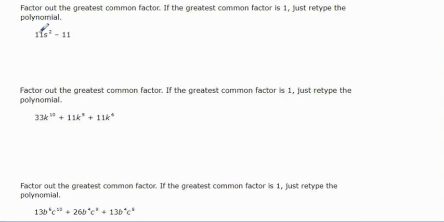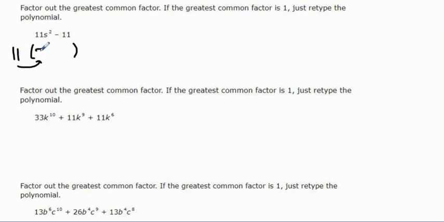Next, we have 11s squared minus 11. So I like kind of setting it up right away. I look at my two numbers. 11, I know I can factor out of both of those because it's the same number. I can't factor an s or s squared because there's nothing here, right? So now I need to ask myself, 11 times what gives me this, right?